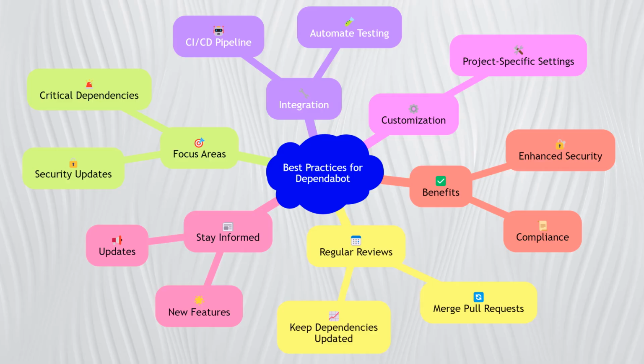To get the most out of Dependabot, follow these best practices. Regularly review and merge Dependabot pull requests to keep dependencies up to date. Configure Dependabot to focus on critical dependencies and security updates. Integrate Dependabot with your CI/CD pipeline to automate testing of updates. And customize Dependabot settings to fit your project's specific needs. Additionally, stay informed about new features and updates to Dependabot to leverage its full potential. By following these best practices, you can ensure that Dependabot effectively enhances the security and compliance of your projects.